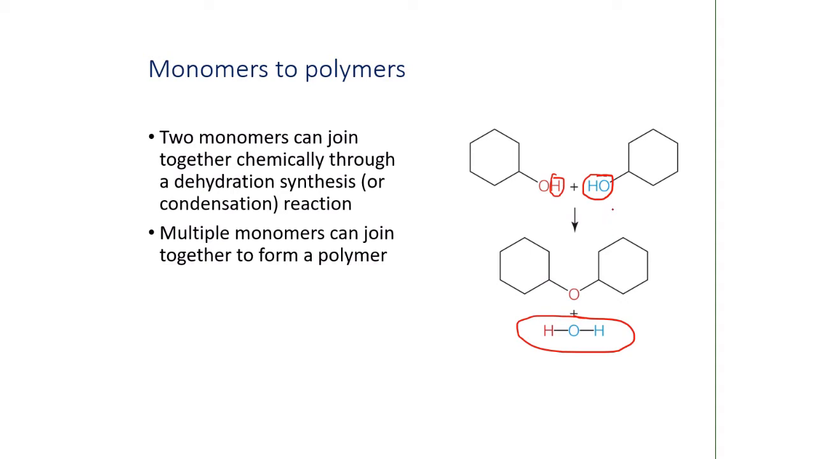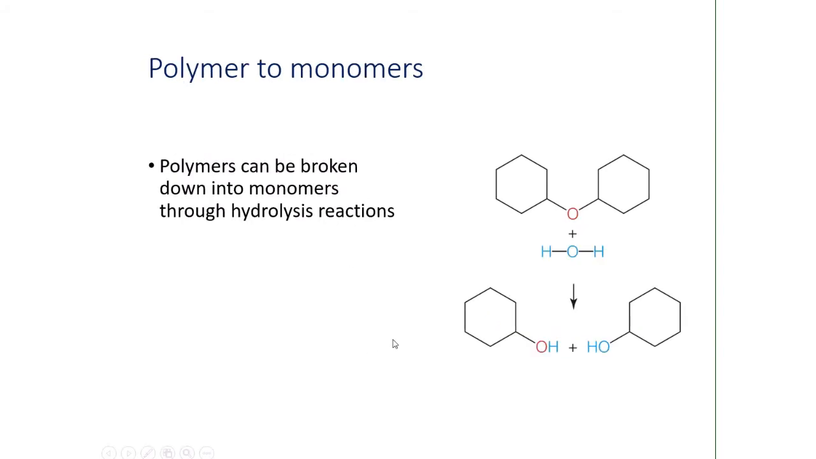Because you are removing a water molecule from the monomers to join them together, this type of reaction is called a dehydration synthesis. You're creating something, creating a bond, by dehydrating the molecules. It's also known as a condensation reaction, because the water molecule is being removed. So multiple monomers can join together to form a polymer.